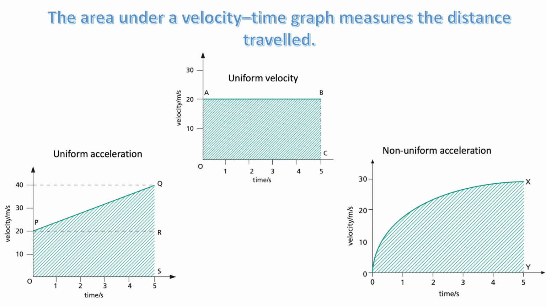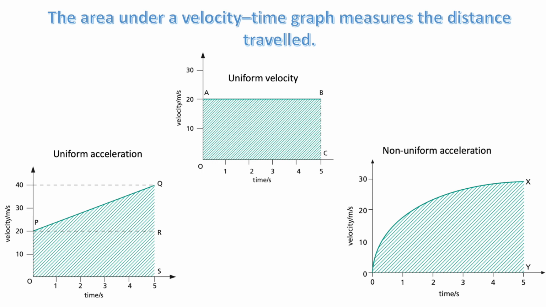Here also the area under the velocity time graph shows displacement. One easy method to find the area is to first find the area of the triangle PQR. You know the equation: half base into height. Then we can find the area of the rectangle OPRS. Then take the sum of these two areas, and you will get the total displacement. Now coming to the third graph, it's a non-uniform acceleration.